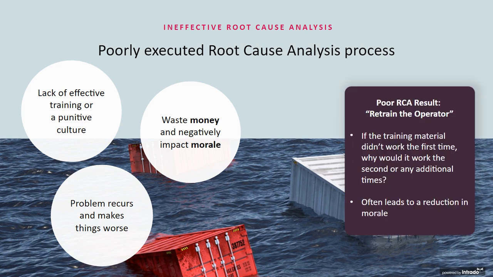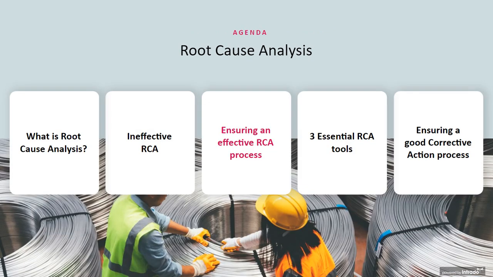So an example of a poorly done root cause would be the result is to retrain the operator, which leads to corrective action, the corrective action that's involved in retraining the operator. But if the training didn't work the first time, why would it work the second and third and any other subsequent times? Which also can lead to a reduction in morale. If employees feel like they're constantly being beat up on for operator error or not following the process correctly, this can ultimately lead to morale issues within the organization.